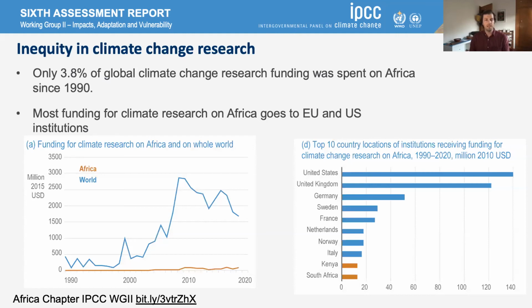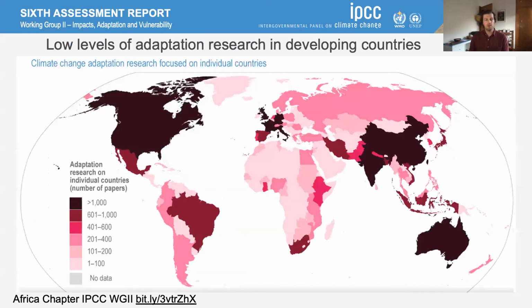One example of this inequity in climate change research generally, this is not focused just on SRM, is that only around 4% of global climate change research funding has been spent on research focused on Africa since 1990. And most of this funding for climate change research on Africa actually went to institutions in the EU and the US. The consequence of this is low levels of adaptation research in many developing countries, as you can see in this map. And so the lesson to draw from this for SRM is clear: many of these countries regarded as the most vulnerable to climate change need to have a voice in SRM research and be able to participate in research to inform governance decisions.